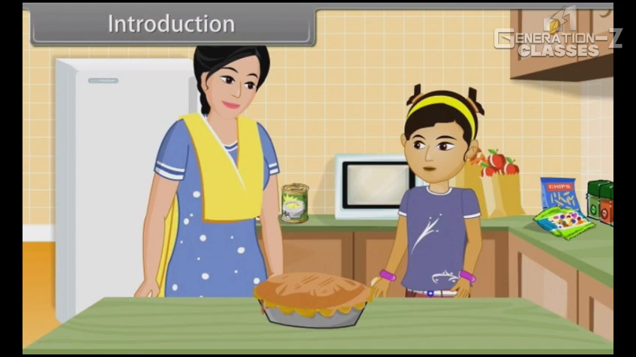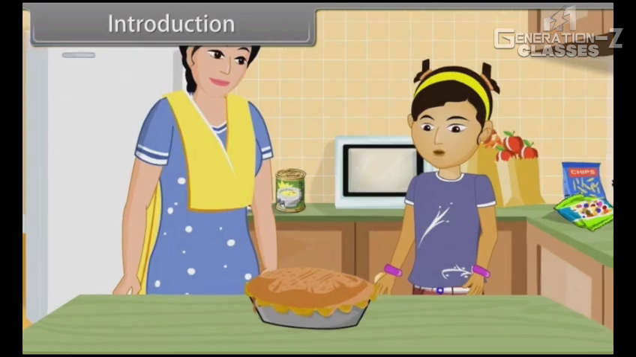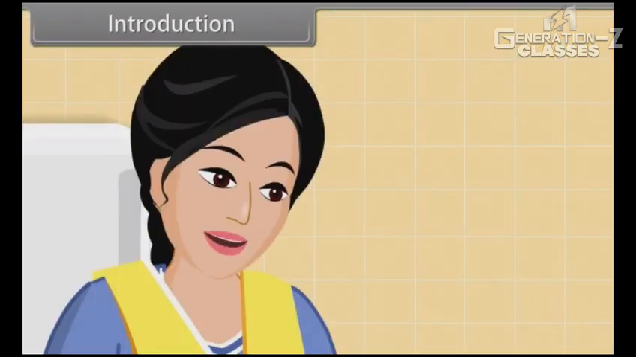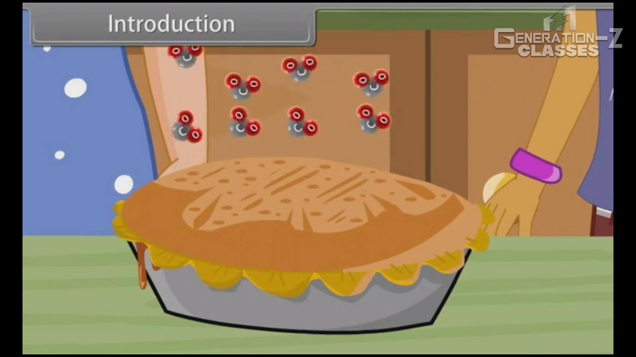Mother, can I ask you something? Yeah, sure. How are these holes generated in the cake? Okay, I'll tell you. You know we add baking soda in the mixture? Yeah, then? When baking soda is heated, it produces carbon dioxide gas.